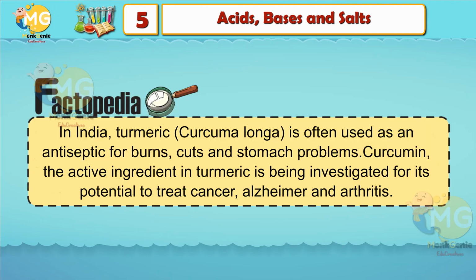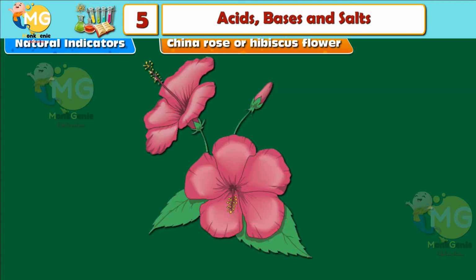Factopedia. In India, turmeric, that is Curcuma longa, is often used as an antiseptic for burns, cuts and stomach problems. Curcumin, the active ingredient in turmeric, is being investigated for its potential to treat cancer, Alzheimer's and arthritis.